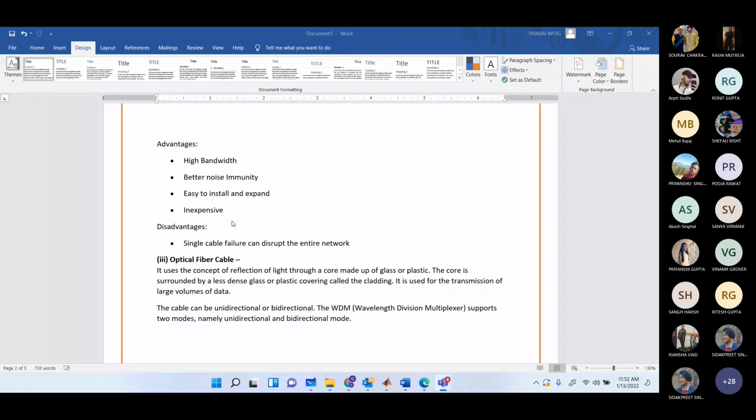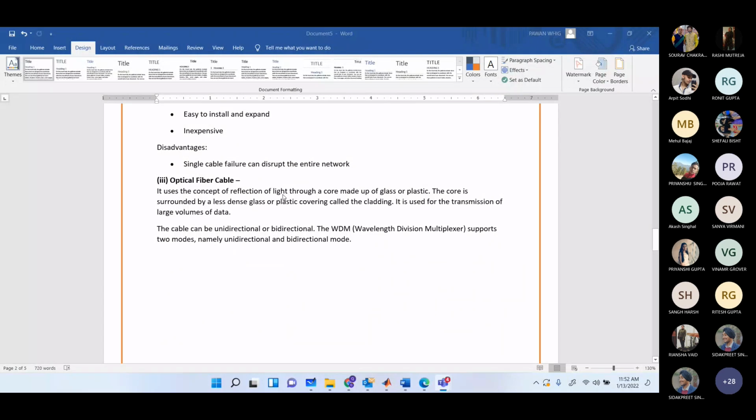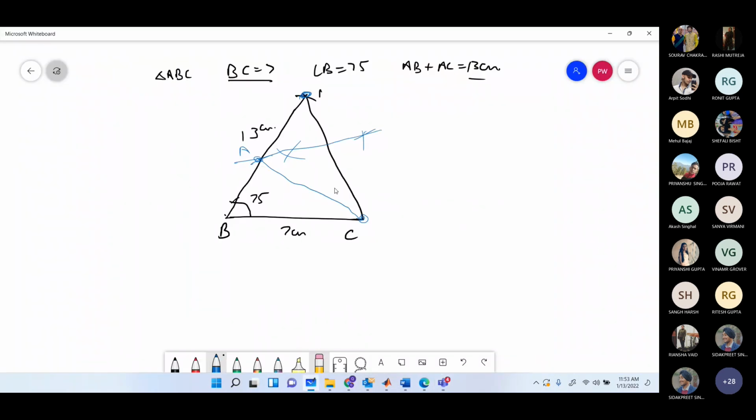Now, the third category of the guided media is optical fiber. Now, what is optical fiber? It is a specially designed fiber which works on the principle of TIR, total internal reflection. I think it is not mentioned here. Yes, it is based on TIR. Now let me show you what TIR is. Let me tell you in detail.